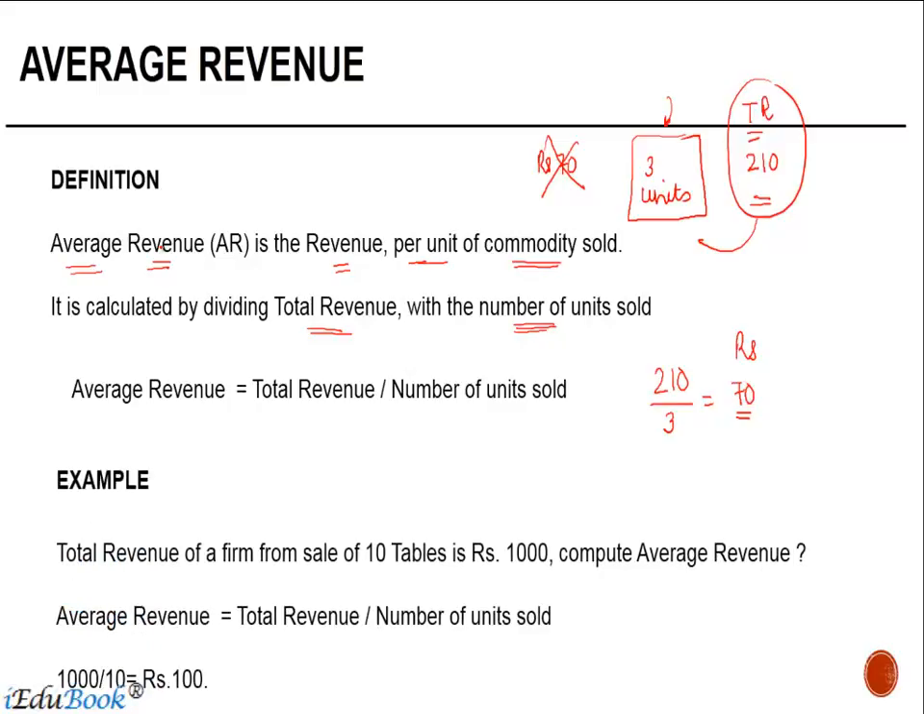An example, the total revenue of a firm from sales of 10 tables is 1000. Compute average revenue. Your total revenue is given to you as 1000. The number of units is 10, right? So how much will be the average revenue? It will be equal to the total revenue divided by the number of units sold, which is 1000 divided by 10 or 100, right?